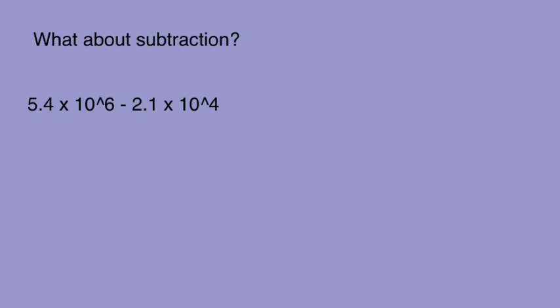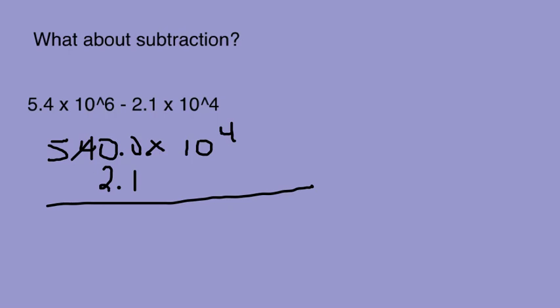So what about subtraction? Works the same way. The helpful hint, they need to both be in the same power of 10. So I'm going to convert 5.4 times 10 to the 6th. I'm going to change it to a power of 4. And I moved my decimal place 2 places to the right in order to do that. And then I'm going to line up 2.1 underneath it, and I'm going to subtract. So 2.1. And I'm going to subtract those numbers. And I get 537.9 times 10 to the 4th.